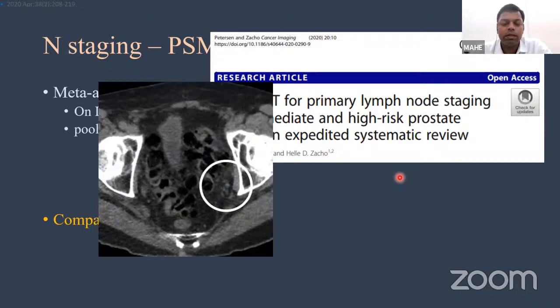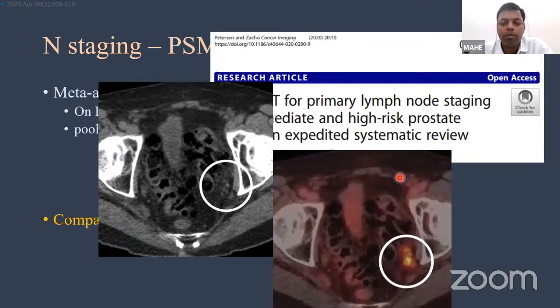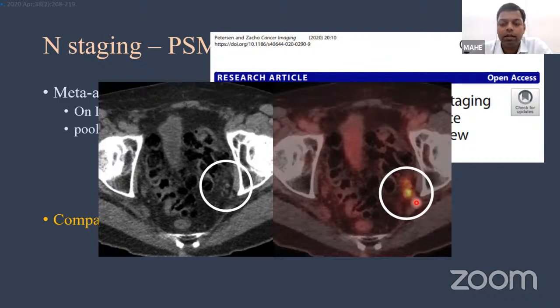I will just show you an example. So this is an example of well-differentiated prostate CA. CT scan did not show any affected lymph nodes. But on PSMA PET scan, you can see there is beautiful uptake of PSMA on this. If you see the CT part of it, it is subcentimetric, less than 8 mm, and hilum is maintained. If you look carefully, there is a well-demarcated hilum. Even in those, if PSMA is positive, then the suspicion for metastasis will arise.